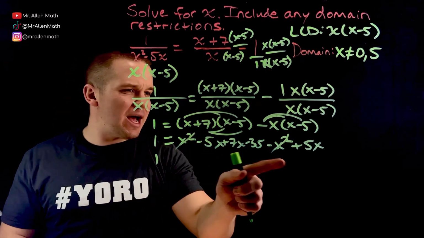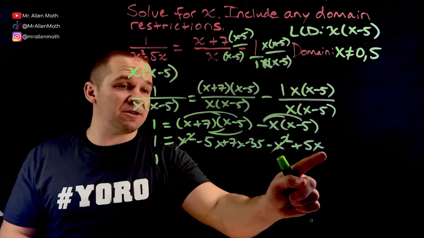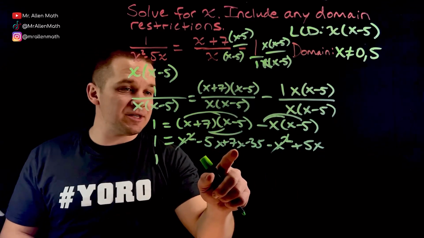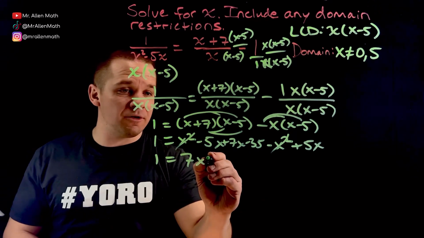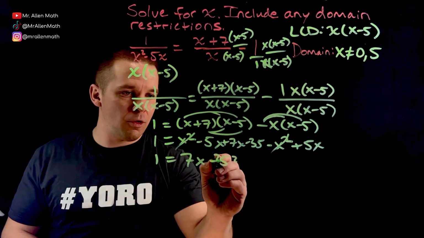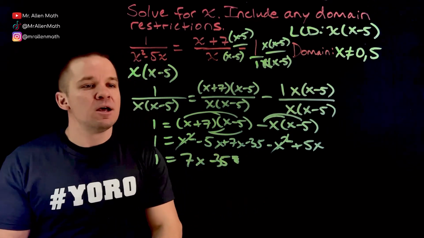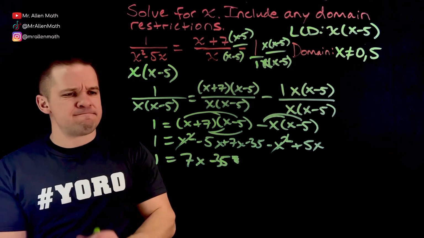All right, now I've got my x's. Let's see here. I've got negative 5x and positive 5x. That's gone. And the 7x. So equals 7x. And then it looks like we've got here minus 35 still. So minus 35. We'll just cross that out. Okay. So I have 7x minus 35.